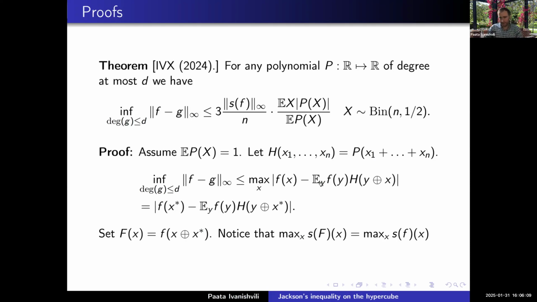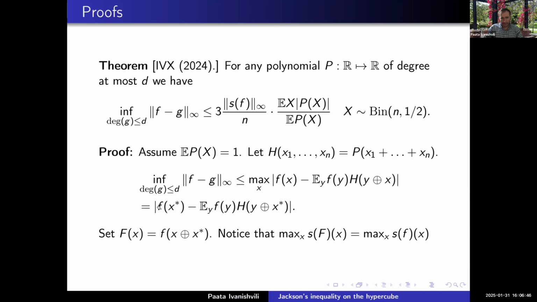Y is the uniformly distributed variable on the discrete cube, 0, 1 to the n. And this is some sort of convolution. It's not difficult to show that this convolution has degree at most d, provided h has degree at most d. So it's a very natural candidate to try to approximate your function f by convolving, and then figuring out what polynomial h I need to find, which would give me the best approximation. This is the way it is done on the real line, on the circle, on the torus. This is in these classical settings.